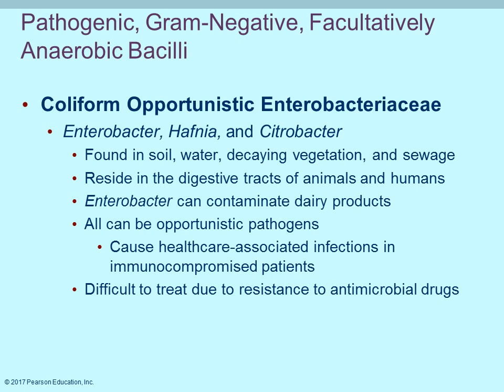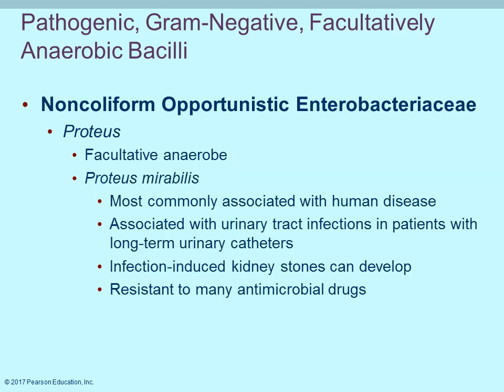Enterobacter, Hafnia, and Citrobacter are all found in soil, water, sewage, decaying plants. They can be in the digestive tract of animals. Enterobacter can often contaminate dairy products. It becomes opportunistic then when you consume contaminated materials. Once again, immunocompromised patients are going to be at highest risk. And there are issues with resistance to the antibiotics.